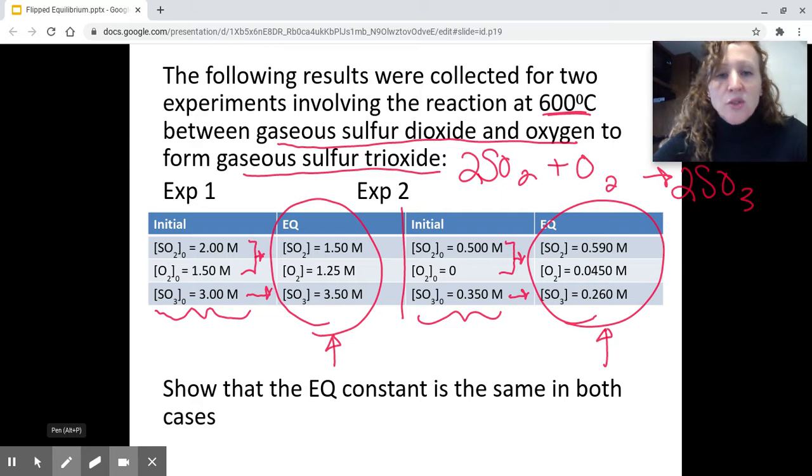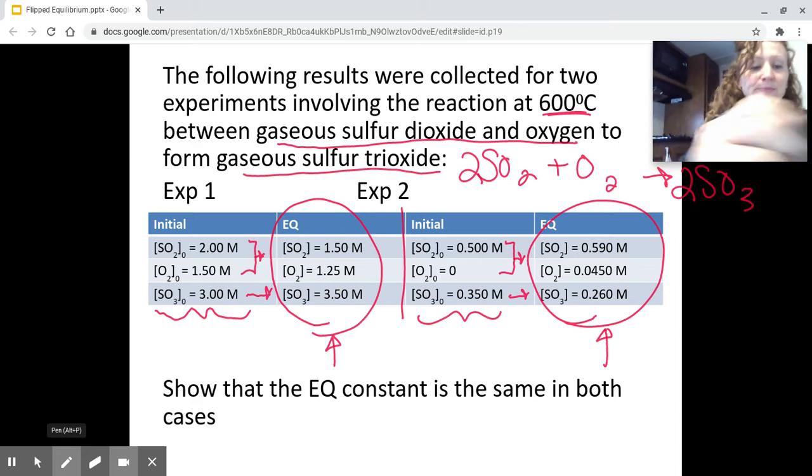So here we have a balanced reaction between sulfur dioxide and oxygen going to sulfur trioxide. Let's just double check this. 2 sulfurs, and then 4 plus 2 is 6 oxygens. 2 times 3 is 6 oxygens. Okay, so there's our balanced formula. The first thing I want you to do is just write a generalized K equation. So pause here and do that.